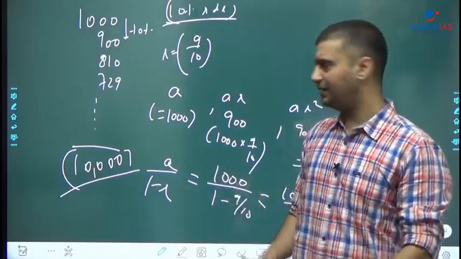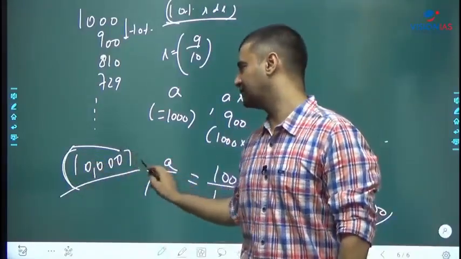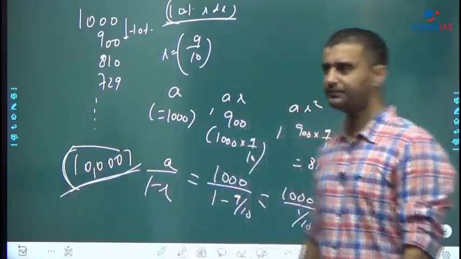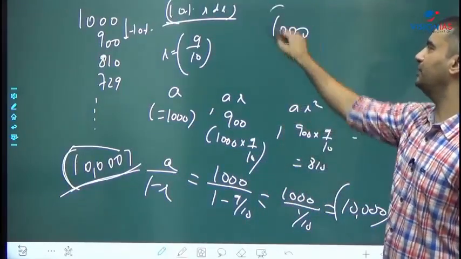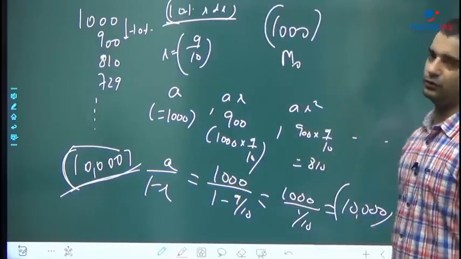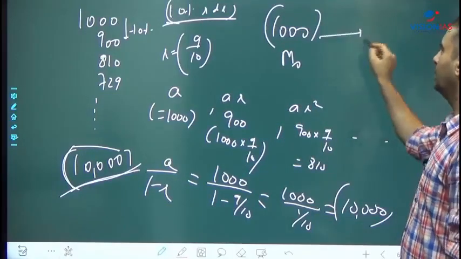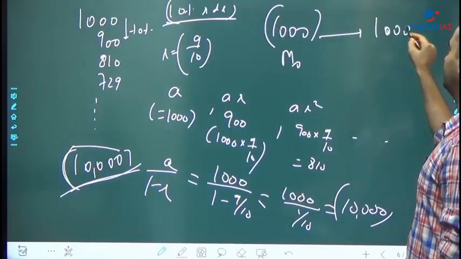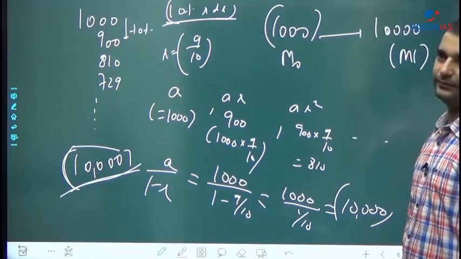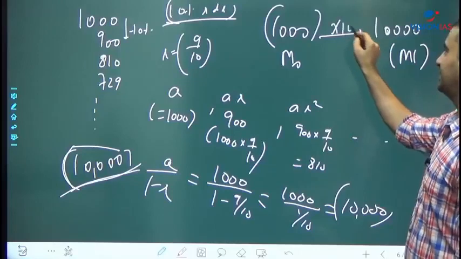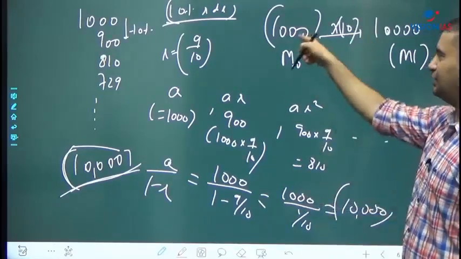That was simply to tell you what the sum of the total amount of money supply in the economy is. 10,000 rupees; 1,000 rupees was the initial M0. 10,000 rupees is the final amount of money supplied in the economy, which is 10 times the initial amount of money.